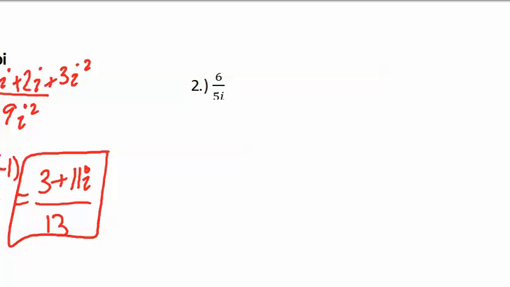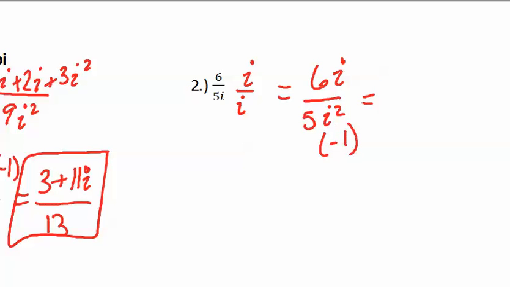Now in example number 2, you'll notice it's not a binomial, but there still is a square root, that imaginary number in the denominator. So I'm going to multiply by the radical. I don't need to multiply by 5, so I'm just going to multiply by i. This will give me 6i in the numerator, and then 5i squared in the denominator, which, if you remember from last video, is -1. So you have 6i over -5.